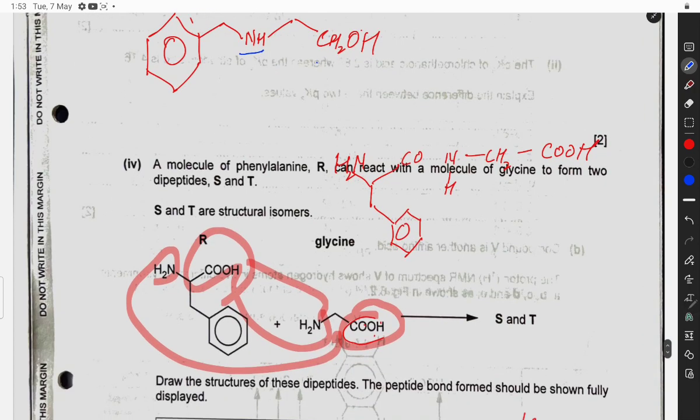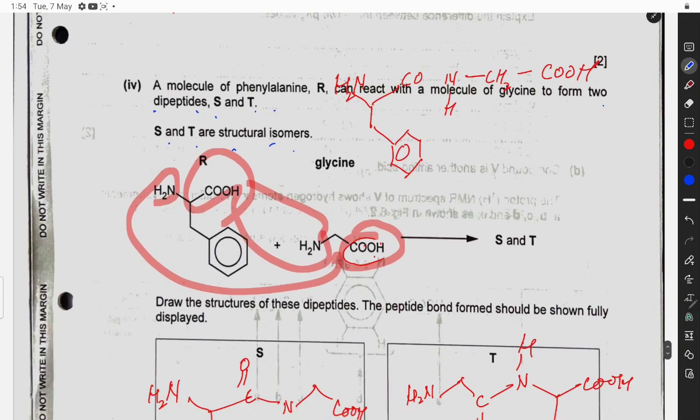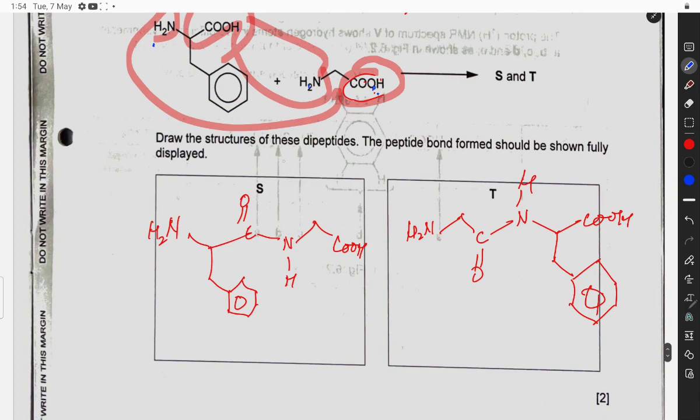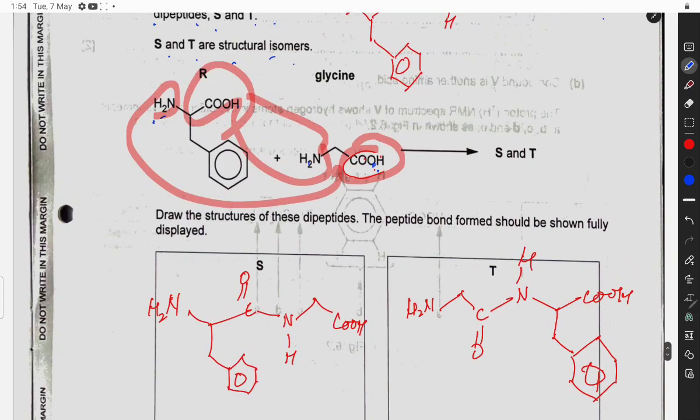A molecule of phenylalanine R can react with a molecule of glycine to form 2 dipeptides S and T. S and T are structural isomers. So dipeptide bonds are formed. One time COOH reacts with this and H2N reacts with this. So this is a dipeptide. Draw the structure of these dipeptides. The dipeptide bond formed should be shown fully displayed. This is one type of dipeptide when this H2N reacts with this COOH.